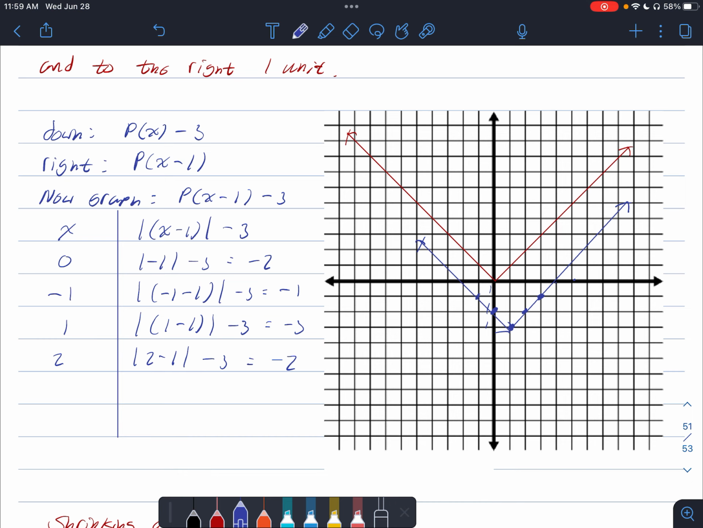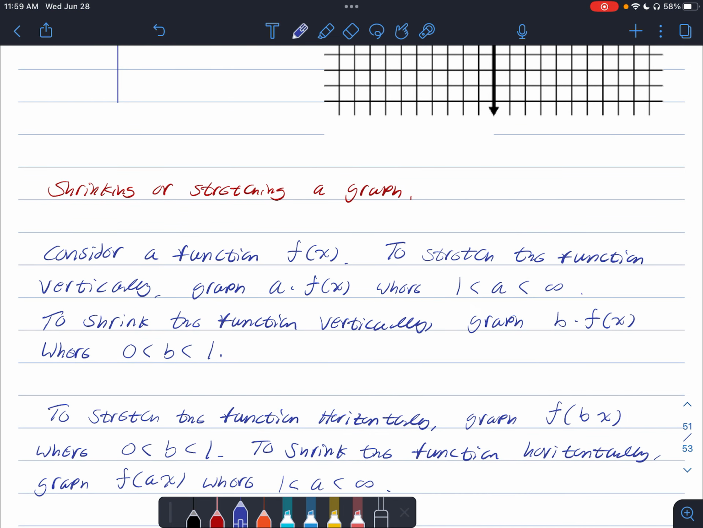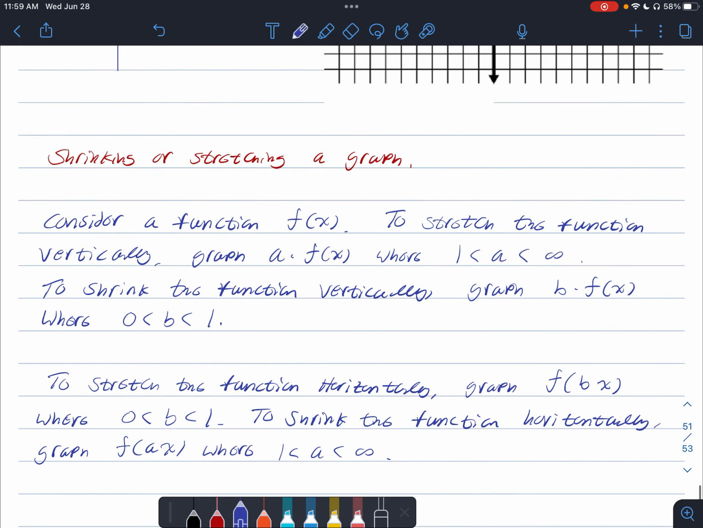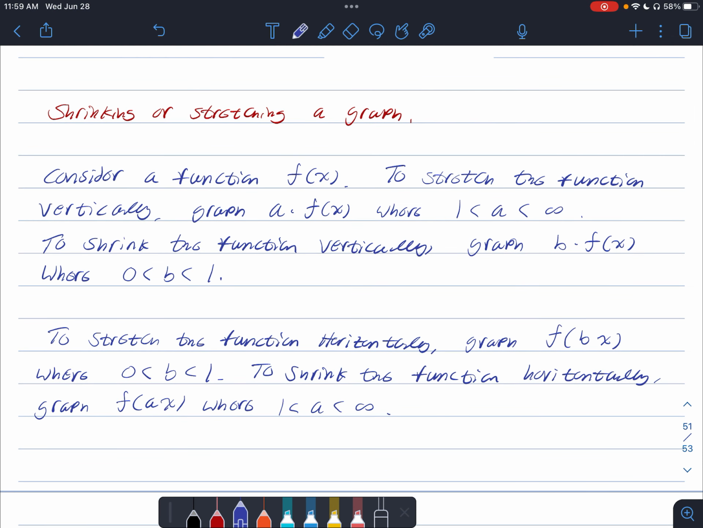Okay, so that's a little bit about why those rules work. What if we want to maybe shrink or stretch a graph? So let's consider some function f of x. So if we want to stretch the function vertically, right? So if we want to make it look taller, so to speak, we're stretching it vertically. We're making it look longer in the vertical direction, we're going to graph a times f of x, where a is some number greater than 1, but less than infinity. Multiplying by infinity doesn't make a ton of sense, but some number greater than 1 is kind of what we're looking for here.